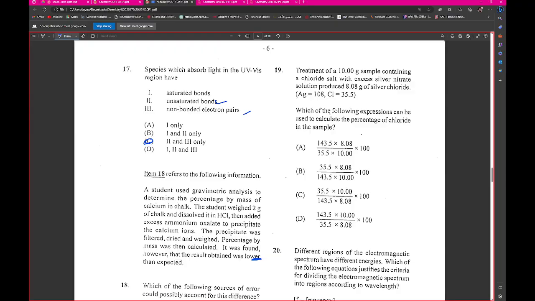Let's look at this. We did this question already. Treatment of a 10-gram sample containing a chloride salt with excess silver nitrate solution produced 8.08 grams of silver chloride. I think we went through this entire thing in the first 5 to 10 minutes of the video I uploaded for the 2021. I went through the entire thing step by step. So which of the expressions can be used to calculate the percentage of chloride in the sample?